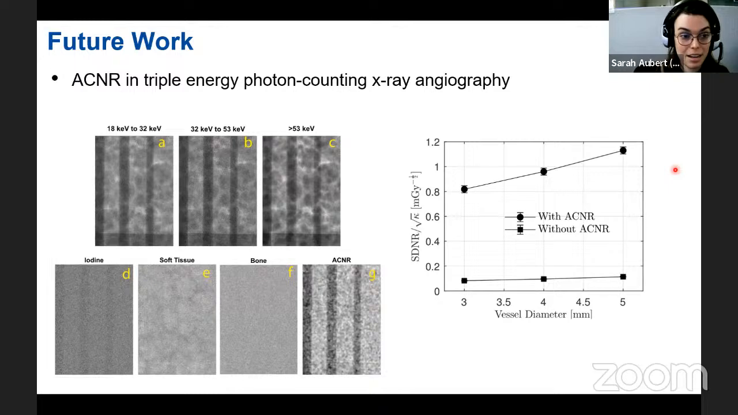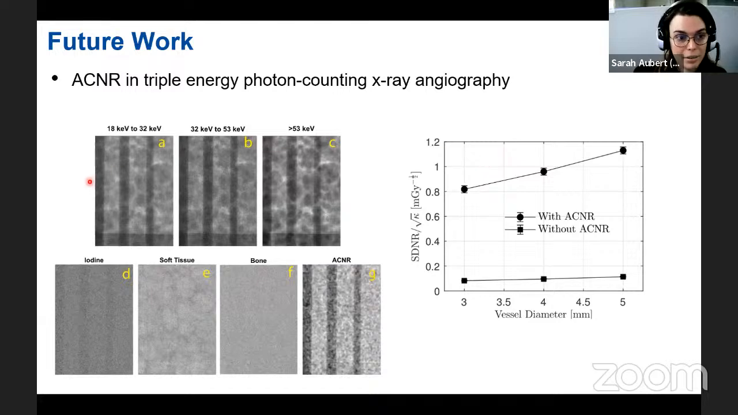The future work of this research is to look at implementing this ACNR back into that triple energy bin photon counting angiography. So in our theoretical study, we determined that we would not be able to produce an iodine-specific image using a photon counting X-ray detector that is similar in quality to that of DSA. However, in our 2-bin images, we have shown that if we incorporate ACNR, we can improve image quality by up to a factor of 2. So we wanted to implement this ACNR in a 3-bin photon counting approach to see if we are able to produce iodine-specific images, such as that of DSA, of comparable quality.